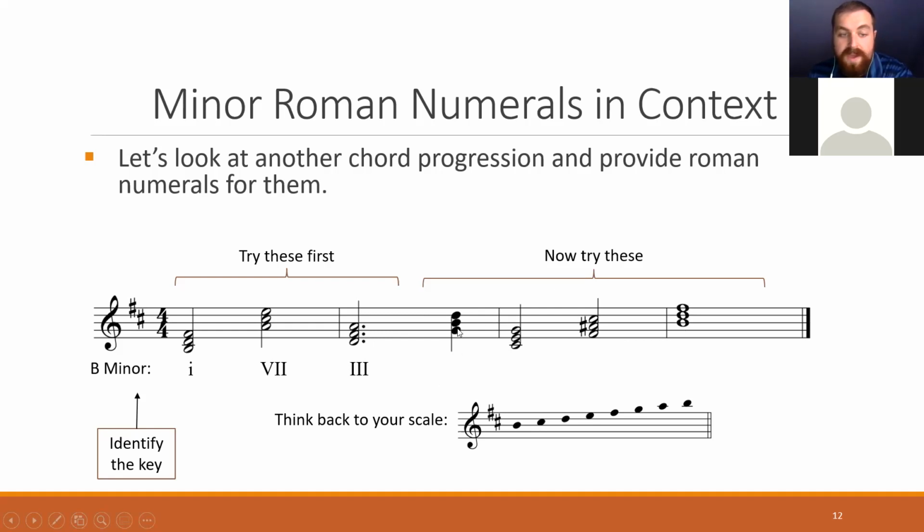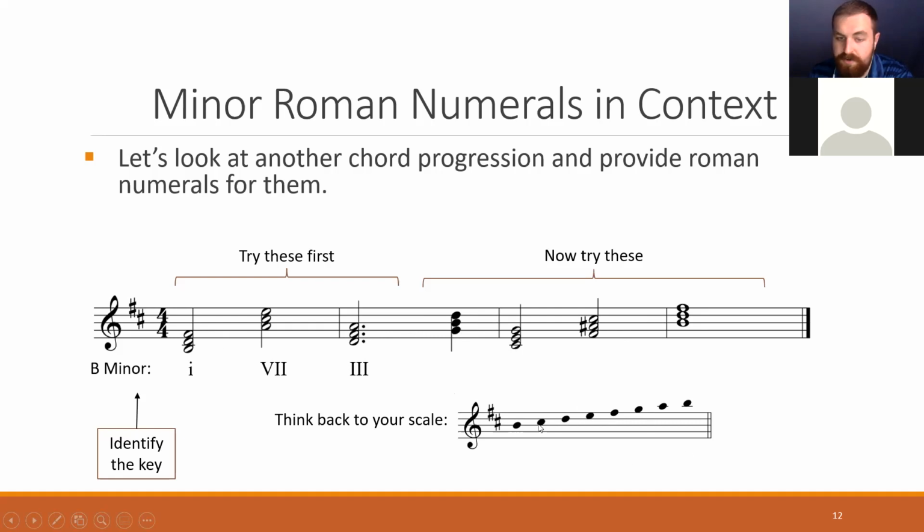So we have a G chord. We know that G is scale degree 6. 1, 2, 3, 4, 5, 6. G up to B is a major third. G up to D is a perfect fifth, another major chord. So this is a capital VI for 6.